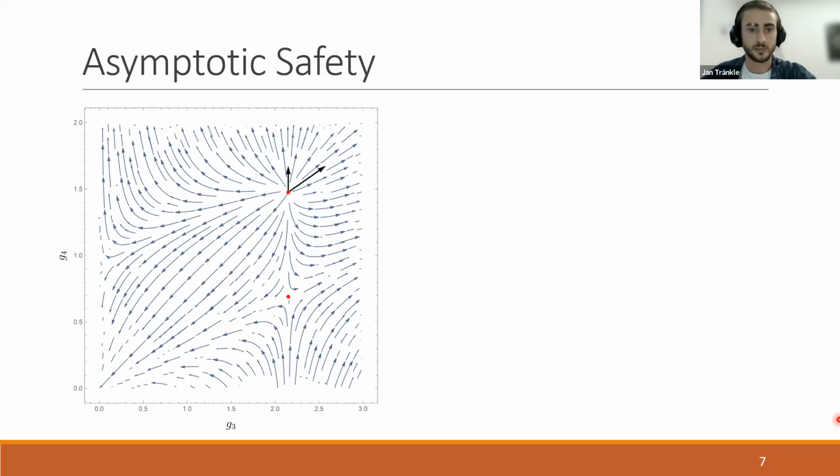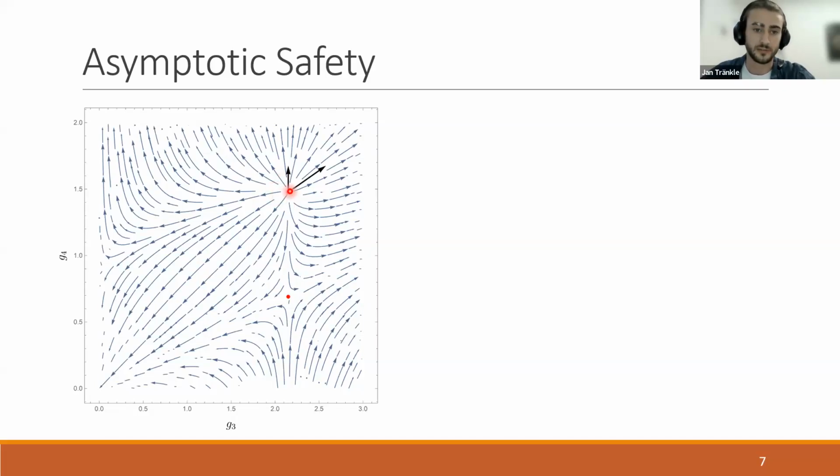Let me just show you what asymptotic safety looks like, or how it manifests in our setup. Here I'm showing you a flow diagram in the plane of two couplings, namely the dimensionless couplings of the three- and four-graviton scattering vertices. On the top, this red dot is the fixed point we are considering. We have indicated by the two black arrows two relevant directions.